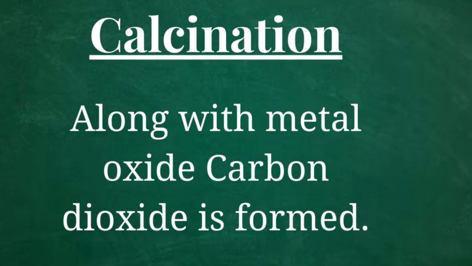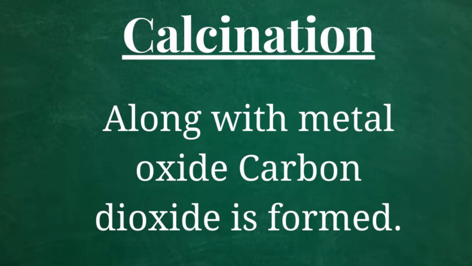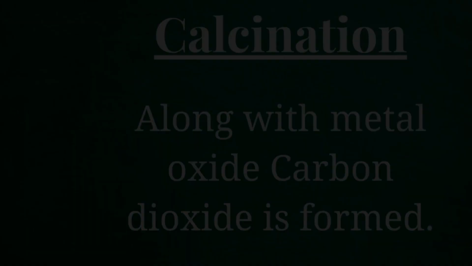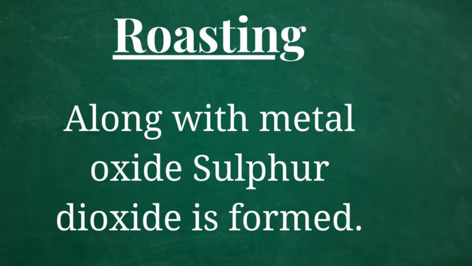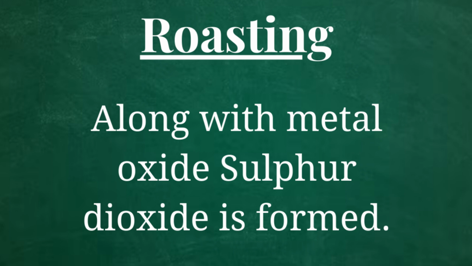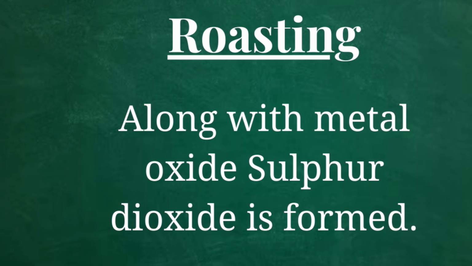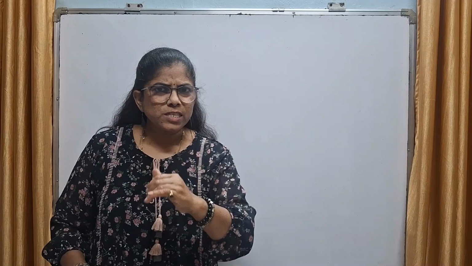In calcination, along with the metal oxide, carbon dioxide gas is formed, while in roasting, along with the metal oxide, sulfur dioxide gas is formed. Now in calcination, why carbon dioxide is formed? Because carbonate ores are heated. While in roasting, why sulfur dioxide is formed? Because it is used for sulfide ores.